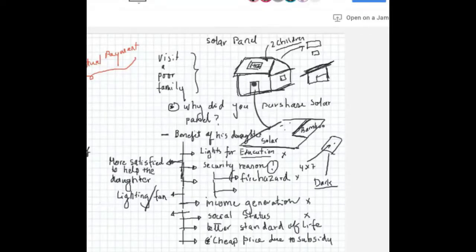Let me also give you an example so that you understand. If I use a kerosene light for lighting, my monthly cost would be 180 taka.